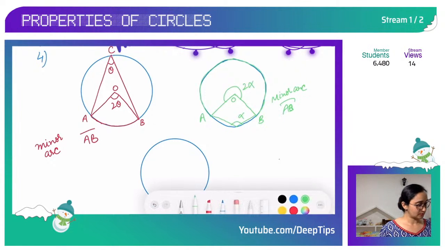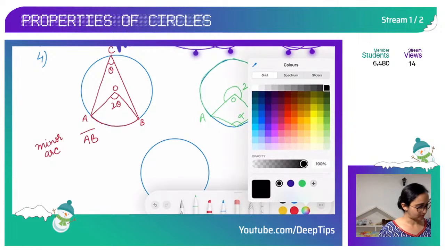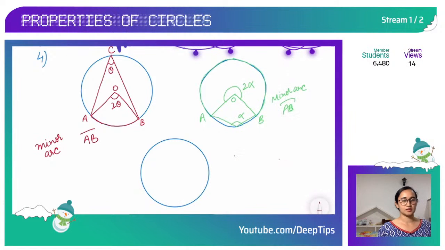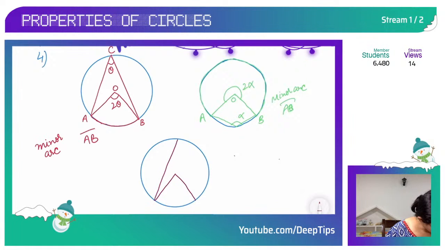Now comes the very interesting part. Okay children, now I'm going to collaborate these two, because I know a circle is composed of a minor arc and a major arc. So let's blend them together. Let's see what will happen. When I was taking my minor arc, I was drawing something like this.